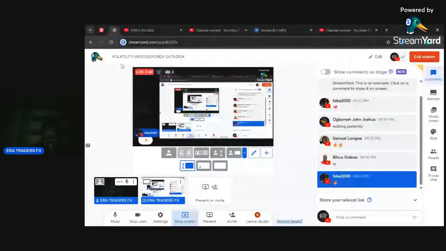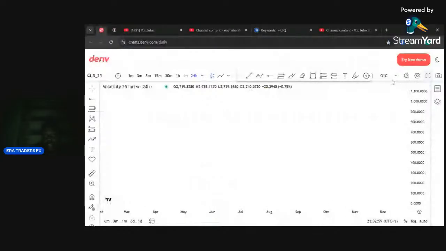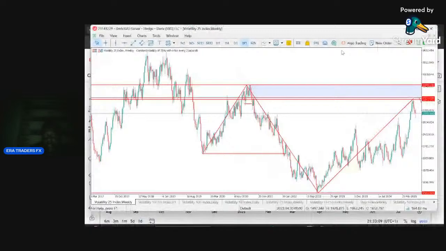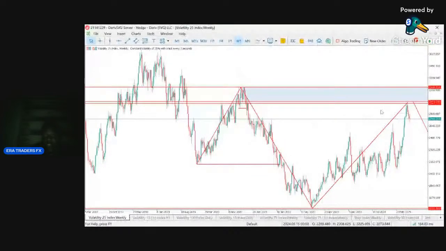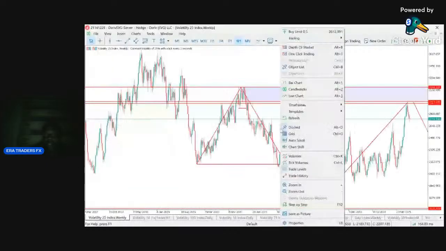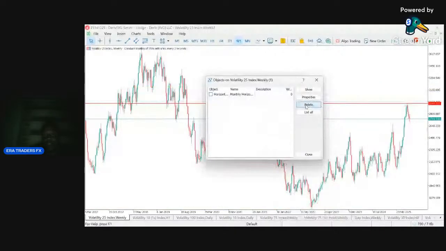So yeah, this V25 Deriv MT5. Last week we analyzed the price is coming here and is going to drop all the way down there, which price have already started dropping. And why did we take that level? Maybe you are new here, so I'll just remove all this. So for the rest of the year, just sell V25 the rest of the year.